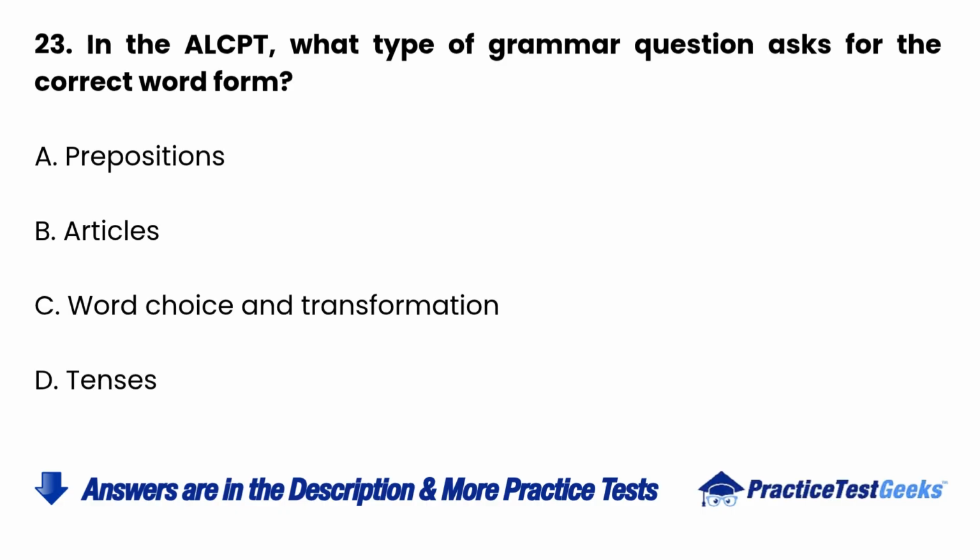23. In the ALCPT, what type of grammar question asks for the correct word form? A. Prepositions. B. Articles. C. Word choice and transformation. D. Tenses.